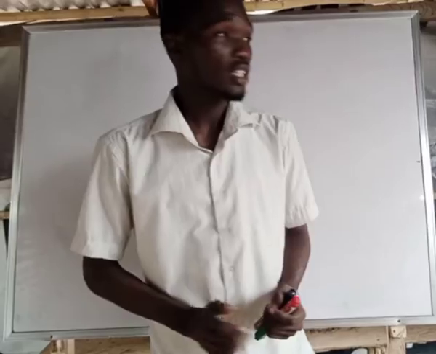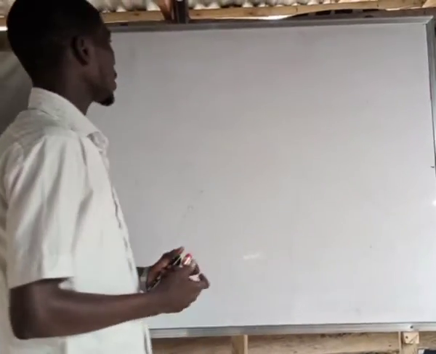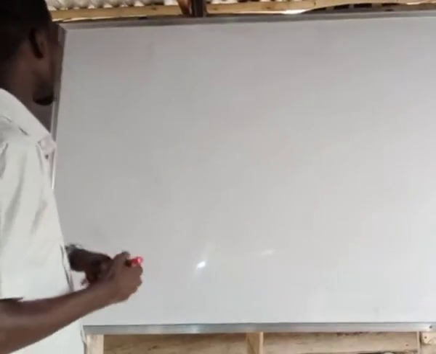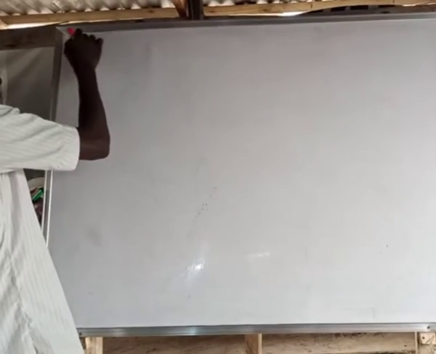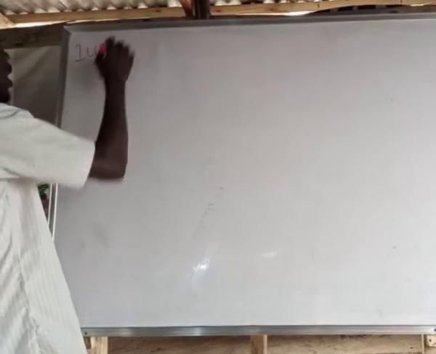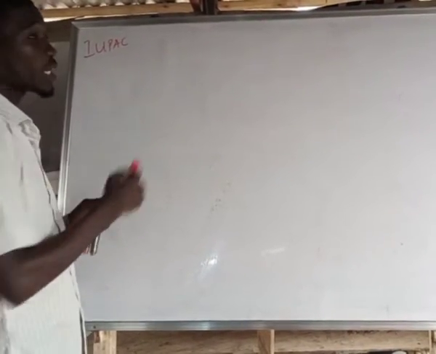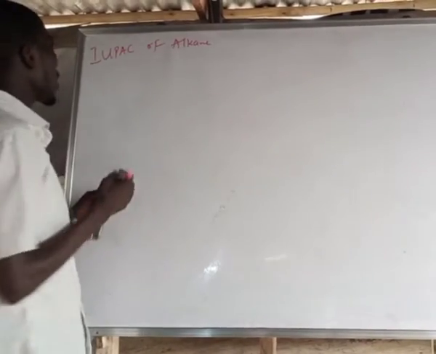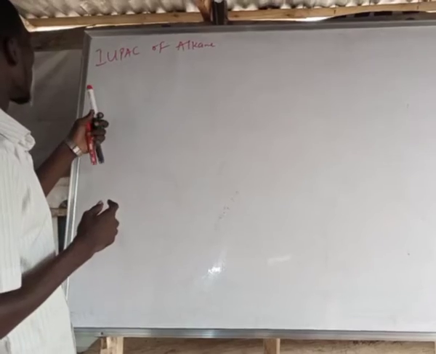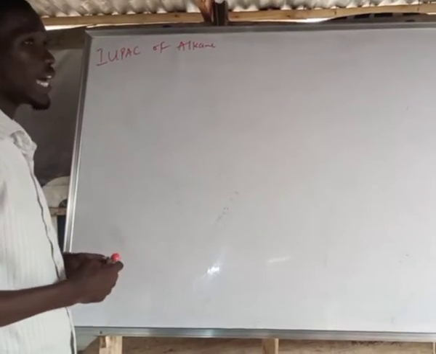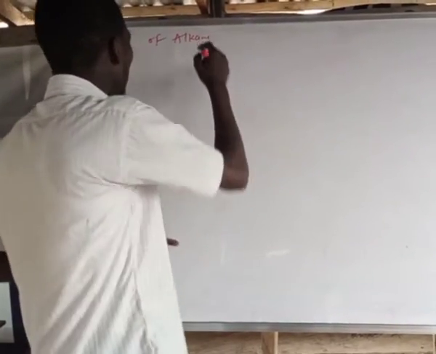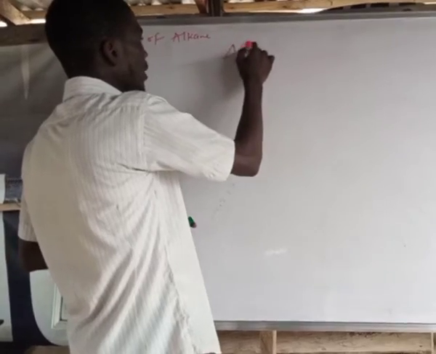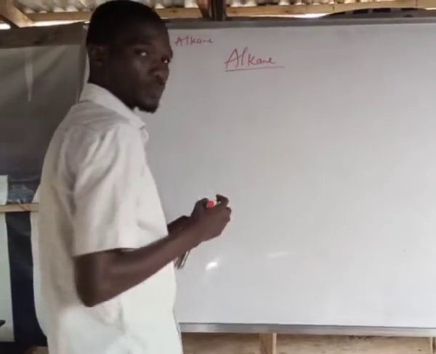Welcome to my channel. This afternoon we'll be talking about IUPAC nomenclature of alkanes. And what are those things we ought to know about the IUPAC nomenclature of alkanes? First and foremost, what is the meaning of this IUPAC? International Union for Pure and Applied Chemistry. And take note of one thing here now. Don't forget we are mainly talking about alkanes.